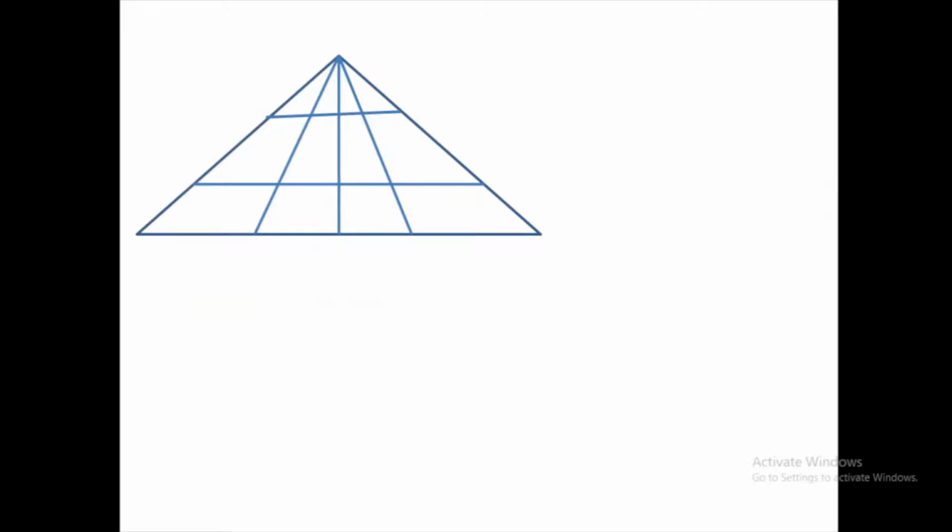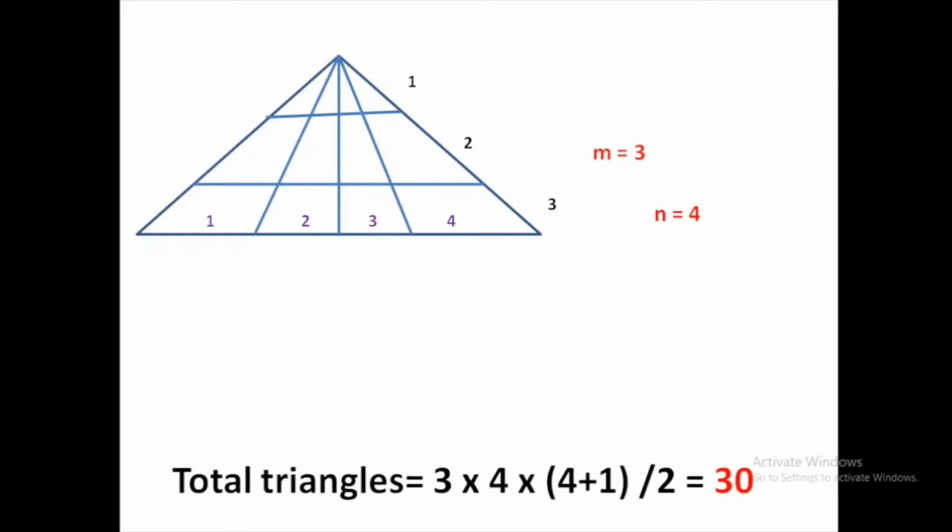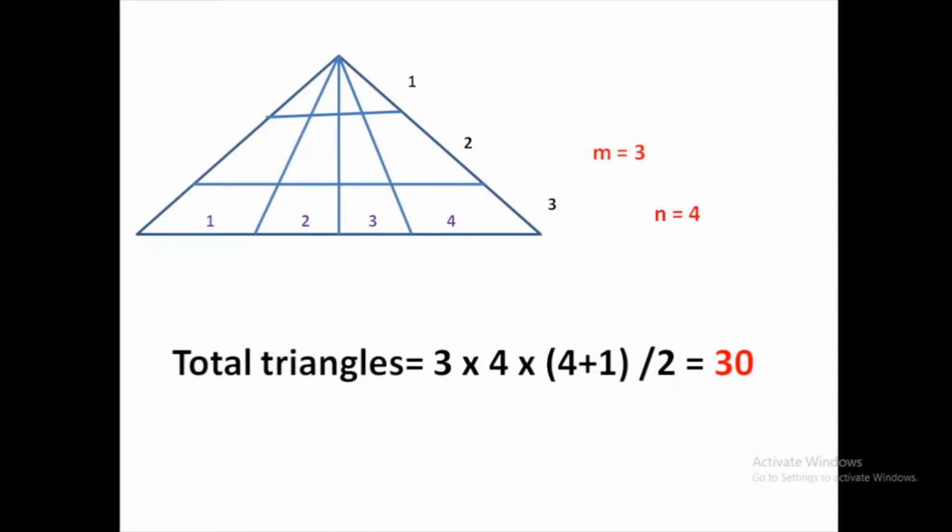Let's look at a similar type of figure. In this case, we have how many horizontal divisions? Let's count. 1, 2, 3. Since there are 3 bases, so m equals 3. How many vertical divisions do we have? 1, 2, 3, 4. So n equals 4. So according to the formula, the total number of triangles in this particular figure is 3 into 4 into 4 plus 1 by 2. It's 30.